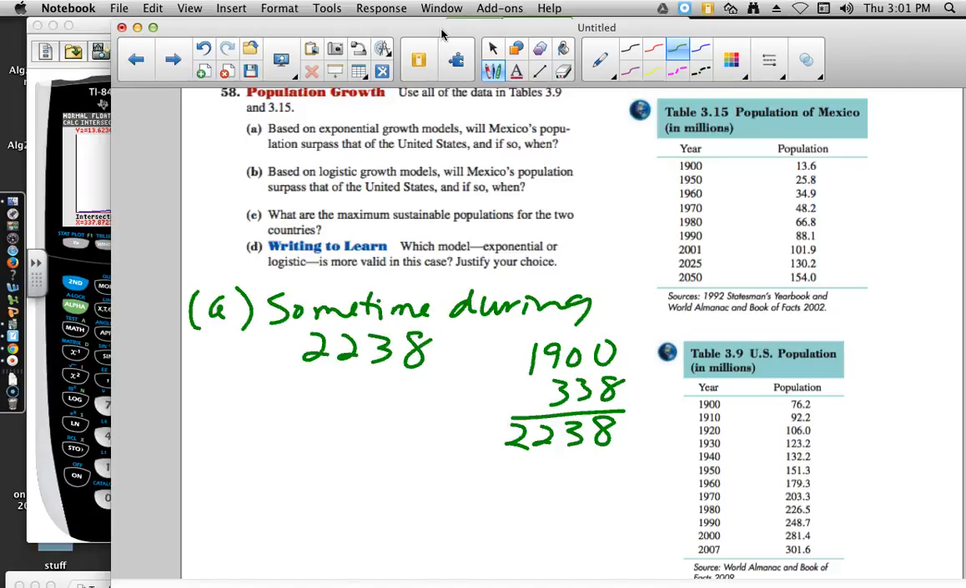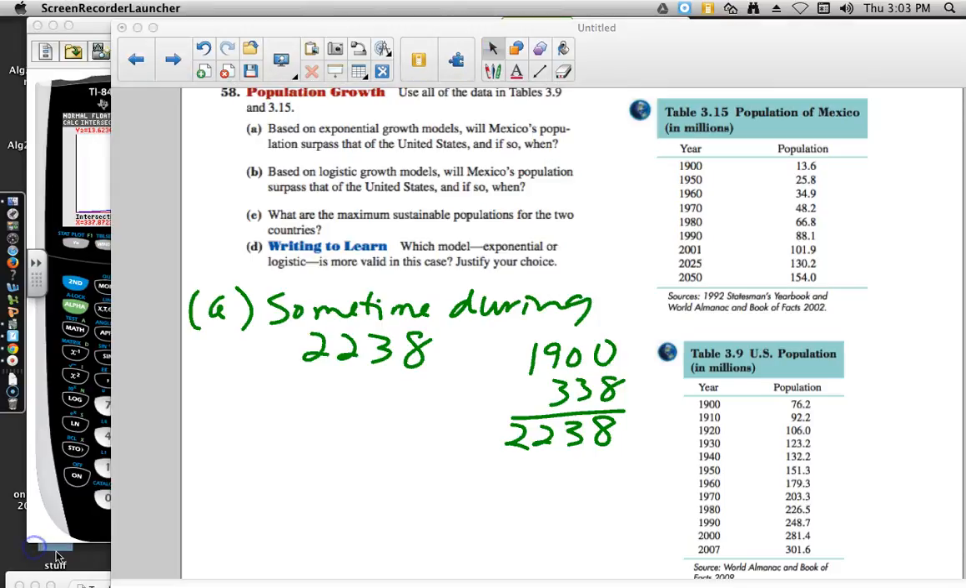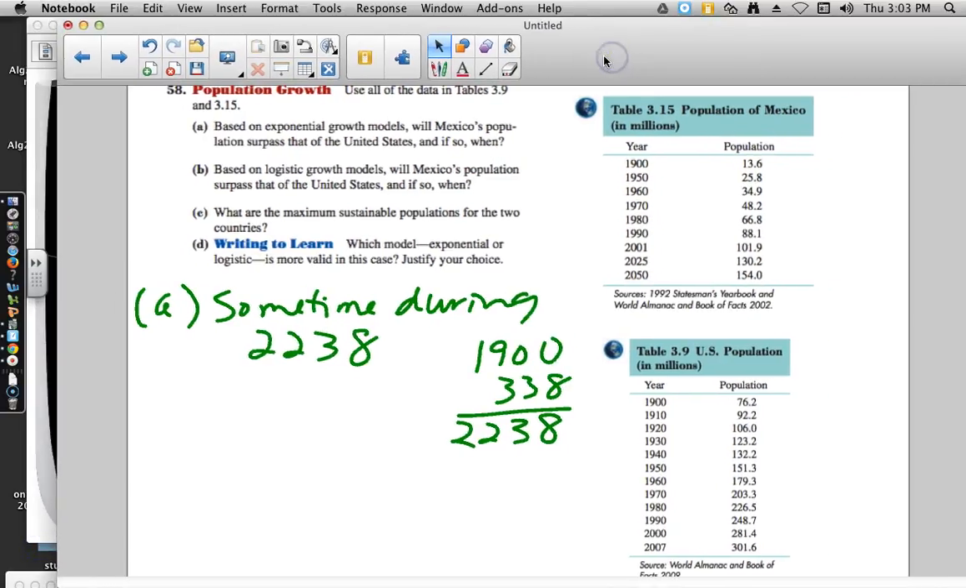And that's about as exact as we're going to be able to be on that. Remember, this is extrapolation. We're trying to make a prediction about data that are well outside of the window that we're looking at. So we've got part A done. Based on exponential growth models, will Mexico's population surpass that of the United States, and if so, when? And we've got it around 2,238, sometime during that year. But again, with extrapolation, you never know. Things could change quite a bit. So we just have to say, hey, we think that's when this is going to happen.